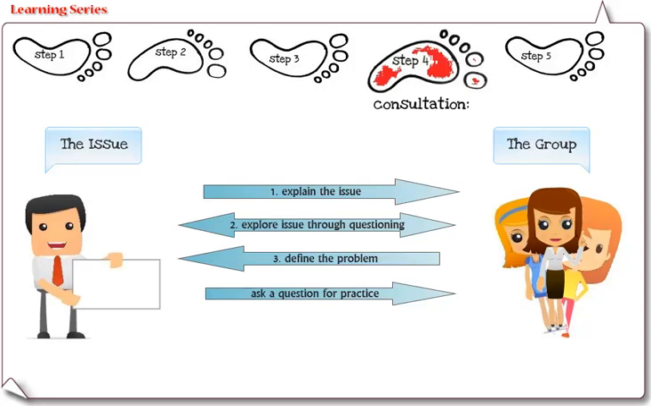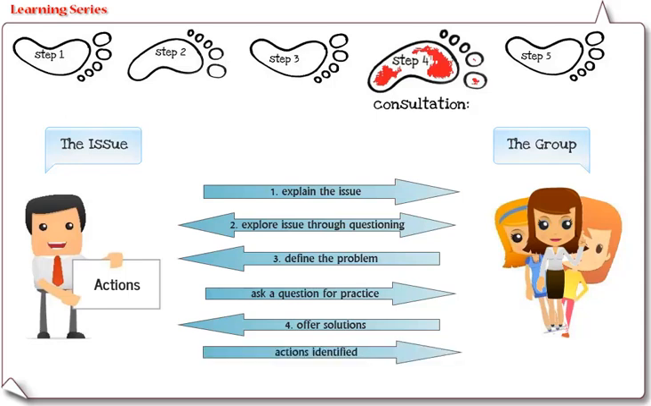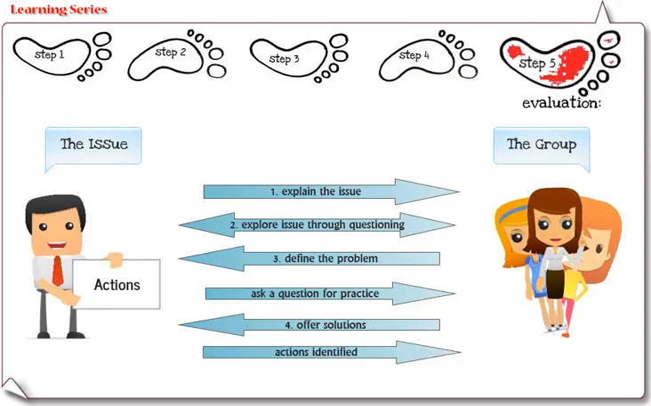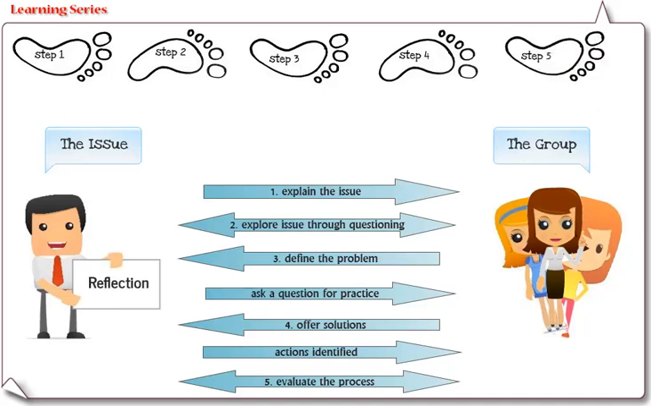Group members offer solutions, answers, and/or advice to the problem. This should lead the individual member to identify actions to be implemented. These should be specific and achievable. All members have the opportunity to reflect on the overall process, including the individual member, the group as a whole, and the facilitator.